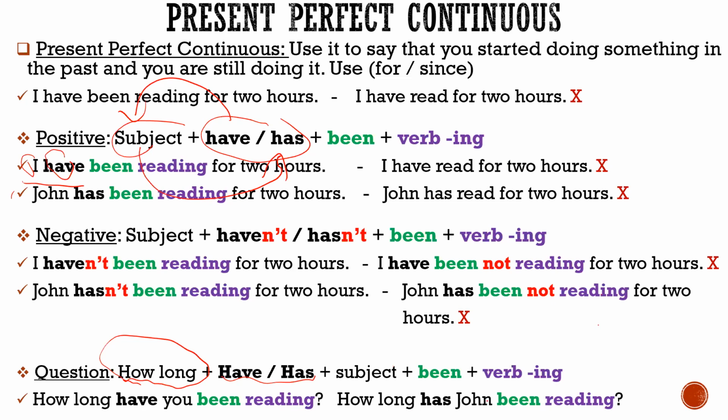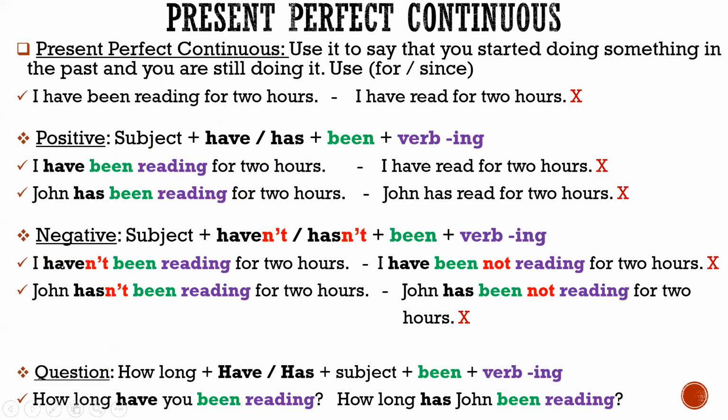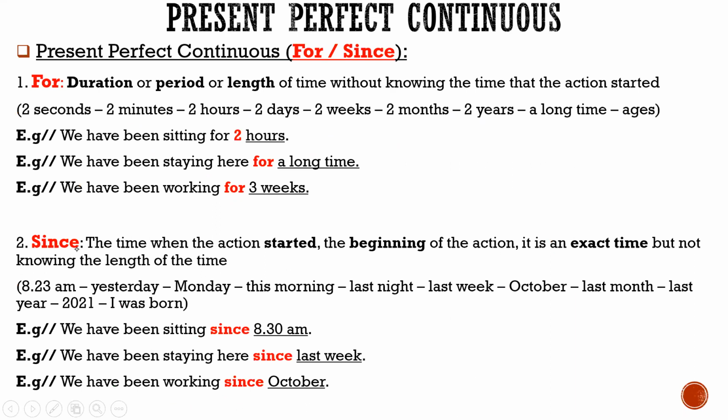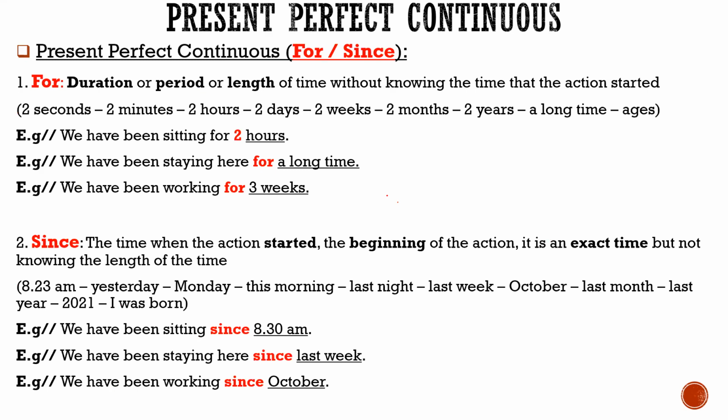This is it. But now there is another important point. What is it? Let's go to the next slide. We use since and for with present perfect continuous. I have read for 2 hours, or I have read since 2 hours. You will get many questions for since and for in exams, so how to know them? Okay, we use both for and since with present perfect or present perfect continuous, but how?